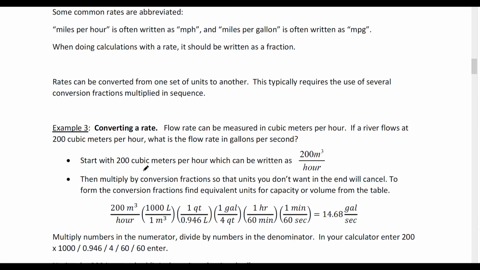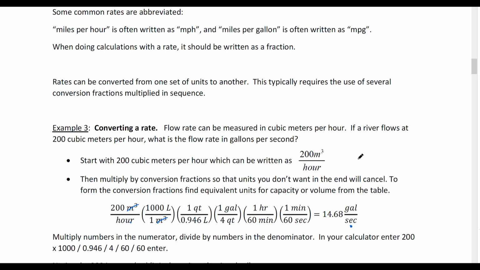Looking here, converting a rate, so 200 cubic meters per hour. So we go back to the chart. We do 1,000 liters is 1 cubic meter. So what's our goal here? A river flows at that rate. What's it in gallons? Okay, so we take this little journey to get to gallons. So we'd have cubic meters on top, cubic meters on bottom. They cancel. So we want it in seconds too. So we'll have to make that conversion.